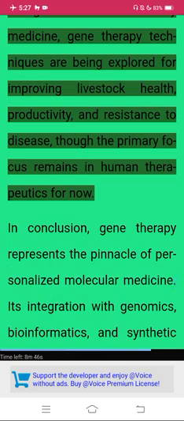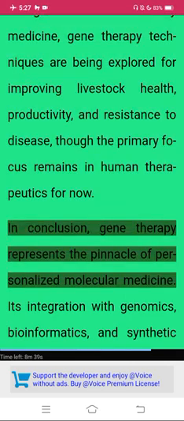In agriculture and veterinary medicine, gene therapy techniques are being explored for improving livestock health, productivity, and resistance to disease, though the primary focus remains in human therapeutics for now. In conclusion, gene therapy represents the pinnacle of personalized molecular medicine.